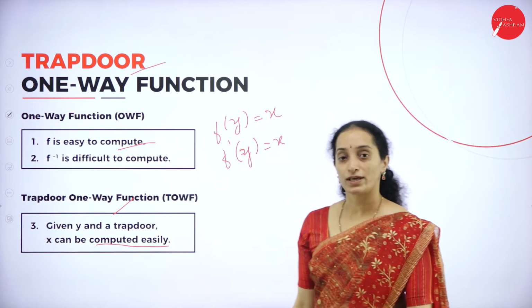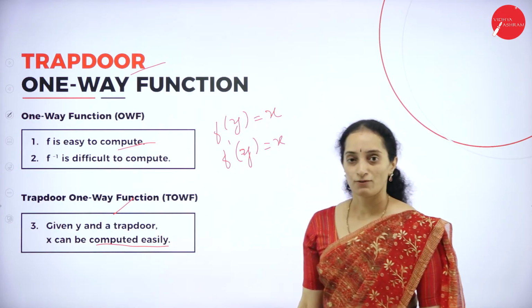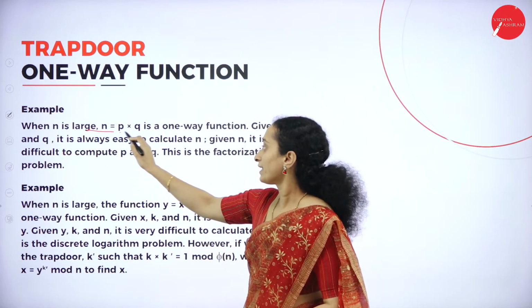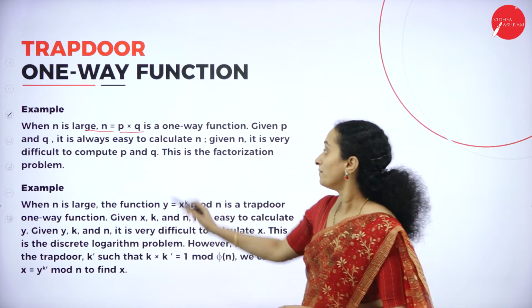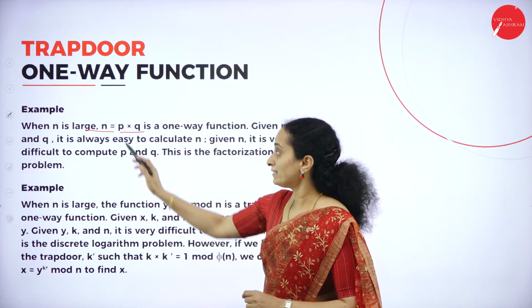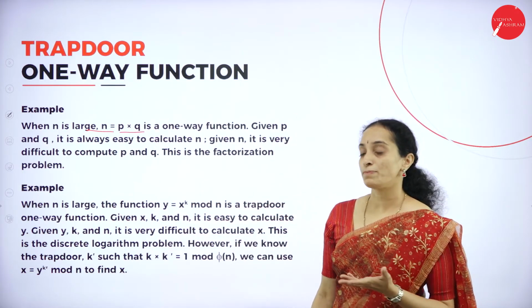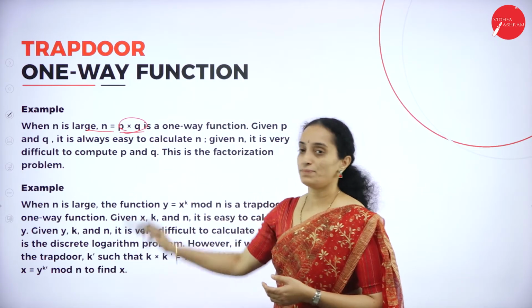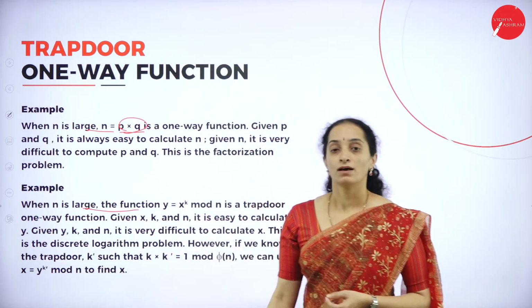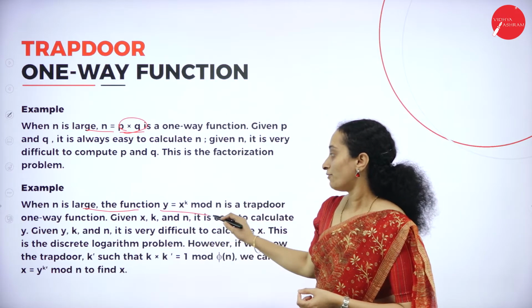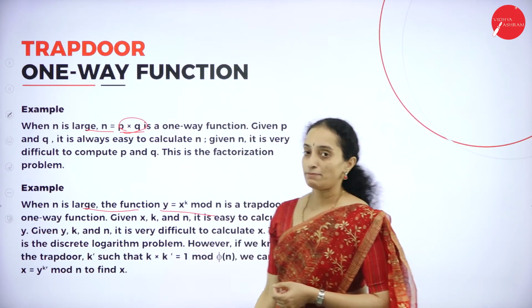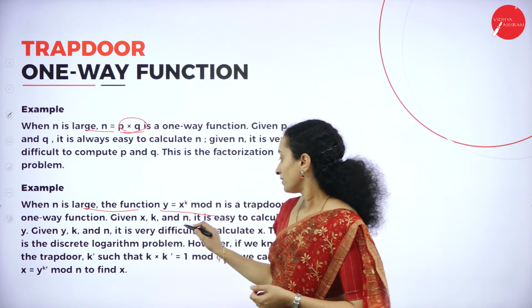When you know x, you can easily calculate y, isn't it? So for example, when n is large and p and q are known, n can be easily calculated. But if you know n, you cannot calculate p and q. It is difficult, isn't it? Another example is, when n is large, the function y equals x to the power of k mod n can be considered a one-way function.